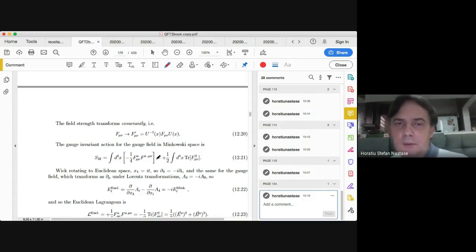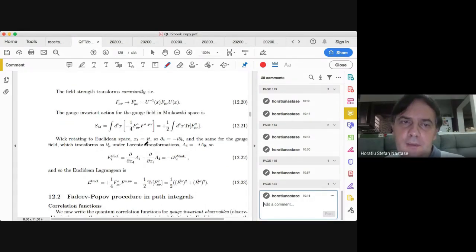Now, in order to go to Euclidean space, we Wick rotate as usual x^4 to it, and therefore del_4 to minus i del_t. However, the same is true for fields. So x^4 is a contravariant vector, and the d_mu is a covariant vector. So the same for contravariant and covariant fields. So A_4 with 4 down transforms like D_4, so it's minus i A_0.